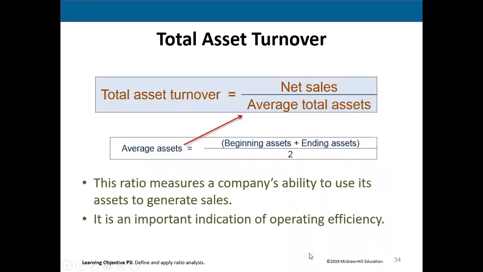The final ratio in this building block of liquidity and efficiency is called total asset turnover. We measure that by taking net sales for the company. So that's what a company produces using their assets. All the asset use is to make sales. Divide that by your average total assets then. So how much money is invested in these things we're using to make sales? We find average total assets by taking total assets at the beginning of the year plus total assets at the end of the year and divide that by 2.